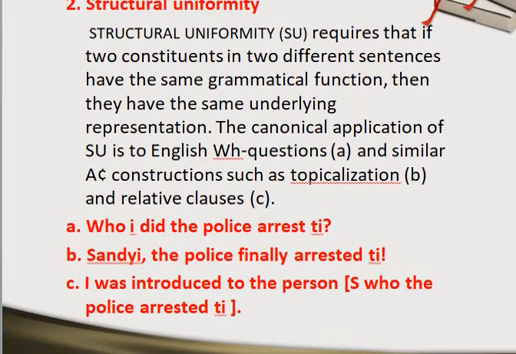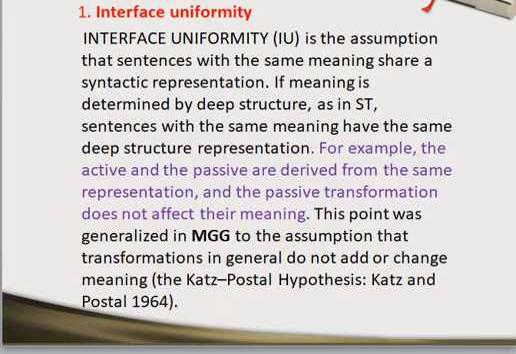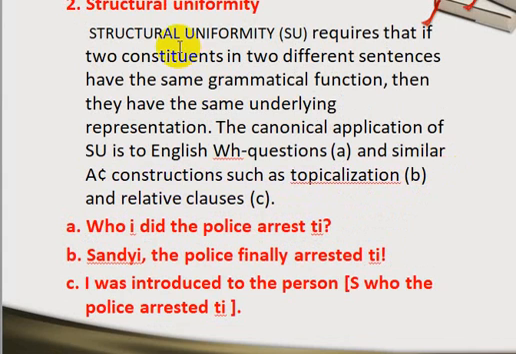Number two, structure uniformity. Structure uniformity requires that if two constituents in two different sentences have the same grammatical function, then they have the same underlying representation. Look at this example. A: Who did the police arrest? B: Sandy, the police finally arrested. C: I was introduced to the person who the police arrested.